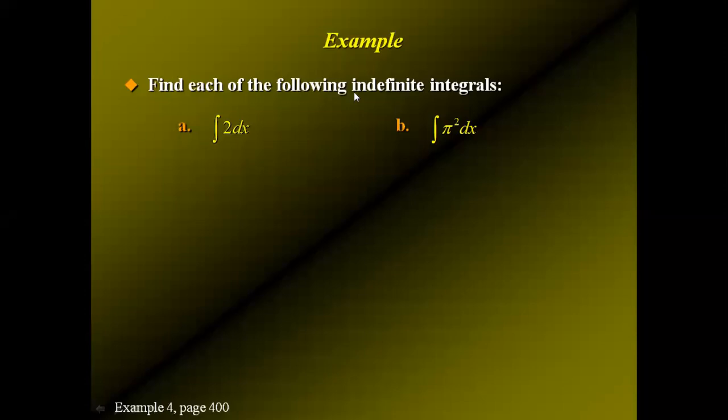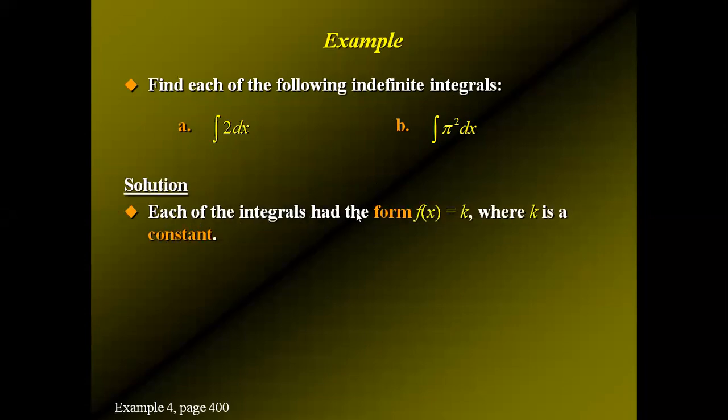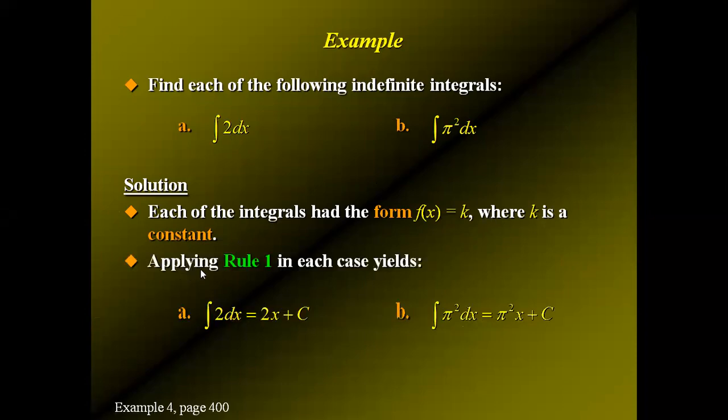Now find each of the following indefinite integrals: 2 dx and pi square dx. That means we have to find the integration of 2 with respect to x and integration of pi square with respect to x. Each of the integrals has the form f of x equals k, where k is a constant. So applying the first rule, integration of 2 dx will be 2x plus c, and pi square will be pi square x plus c, using the same rule.